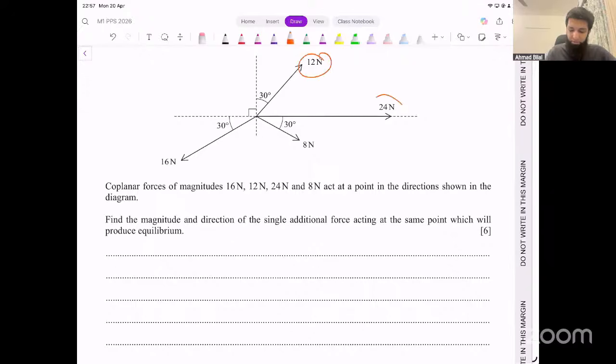You got four forces. They will have some resultant. Let's suppose the resultant of these forces. Anyone who has done this, can you tell me what the resultant force is and what the direction of that resultant force is?